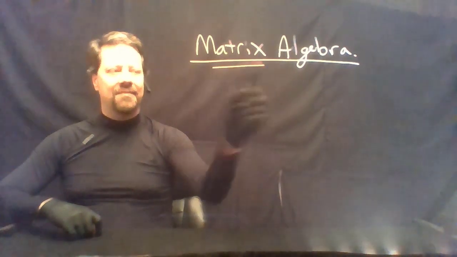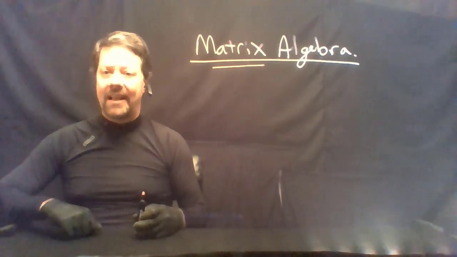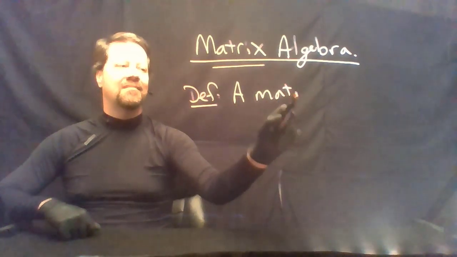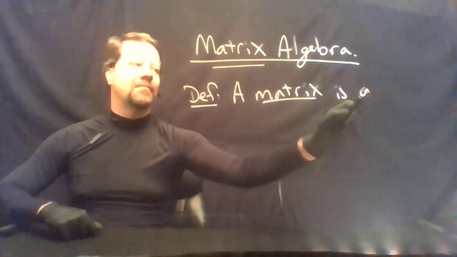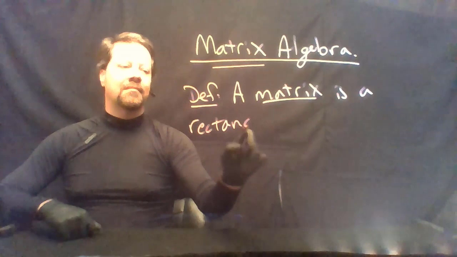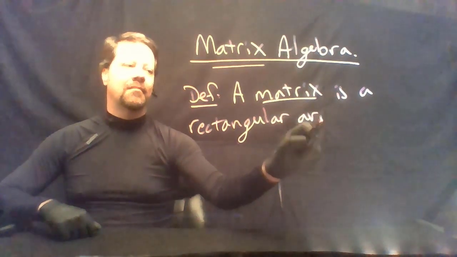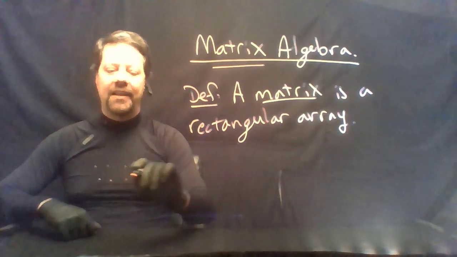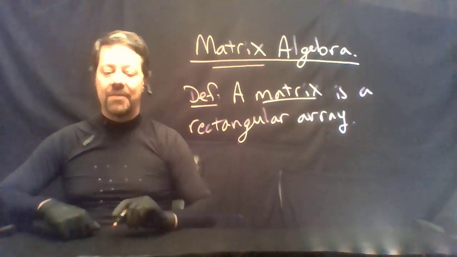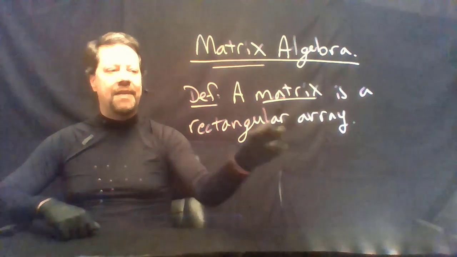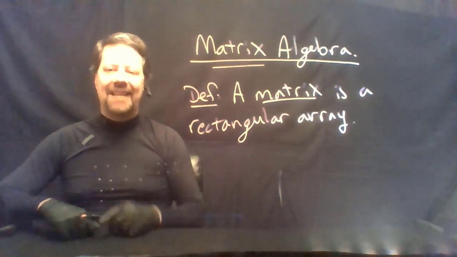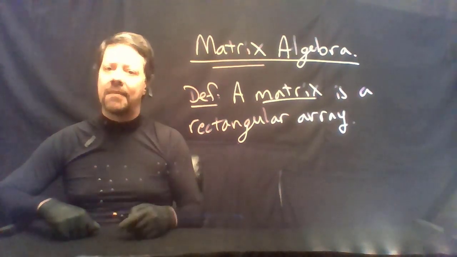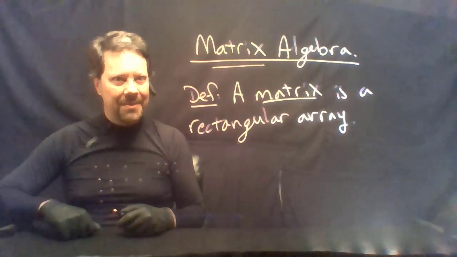What is a matrix? A matrix is a rectangular array. Arrays more generally don't have to be rectangular. You can have any number of elements in any row or different numbers of elements in different columns, but to be a matrix it has to be a rectangular array. A certain number of rows and a certain number of columns, and every row has the same number of columns, and every column has the same number of rows.